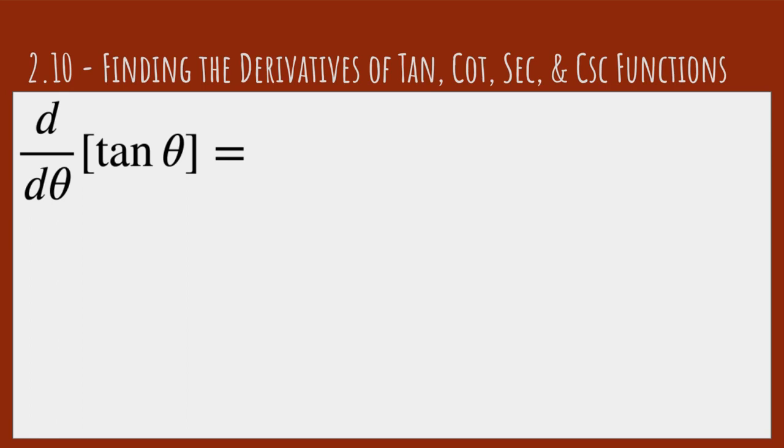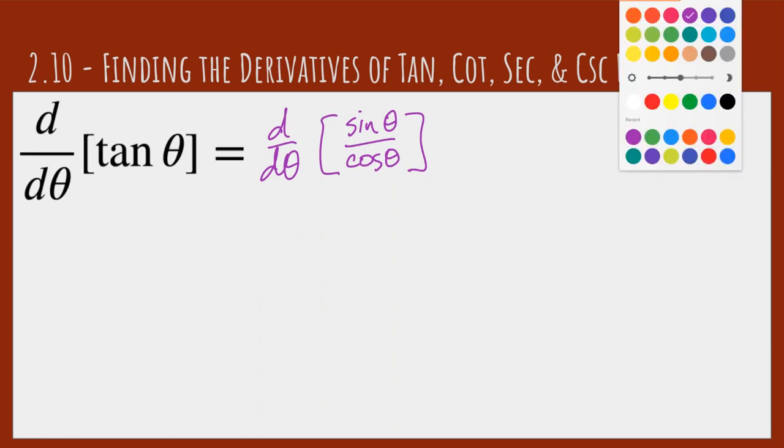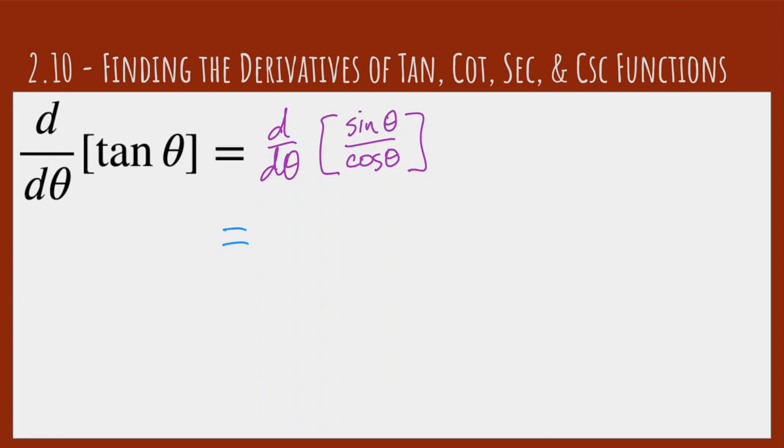So the first thing I'm going to do is use a trig identity that says tangent is the same thing as sine divided by cosine. So I'm going to rewrite this problem as the derivative with respect to theta of sine of theta divided by cosine of theta. Now, by writing it like that, we have sine and cosine involved in this expression. We know how to take the derivatives of sine and cosine, and since it's sine divided by cosine, we're going to use the quotient rule.